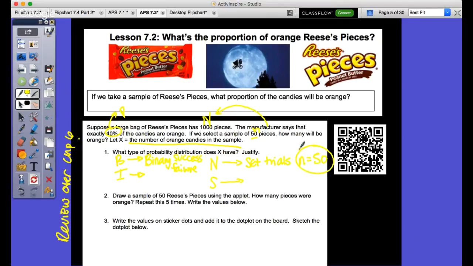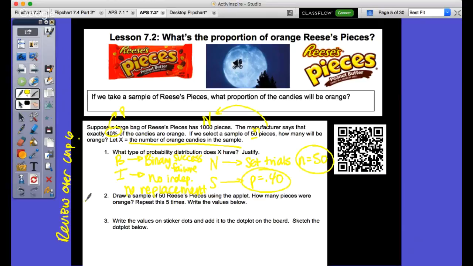50 that are selected. S is our probability. So we would say in this example that our P is 0.40 because of what the manufacturer said. And as we go to independence, we recognize that in 1,000, if I take one out when selecting 50 pieces, we would say that there is no independence because there's no replacement. No independence because there's no replacement.